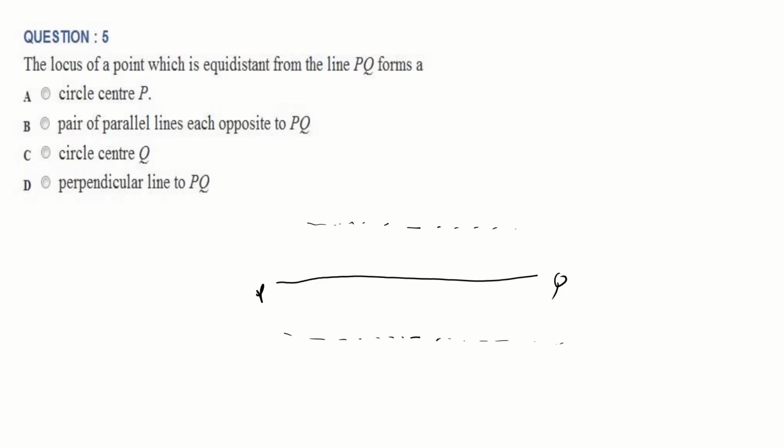These 2 points, let's say this is point B and this point A. So these 2 points, they are equidistant from the line PQ. So if you have to draw the locus, we draw our locus like this. And these lines, they are both parallel to line PQ. So that is going to be option B, a pair of parallel lines, each opposite to PQ.